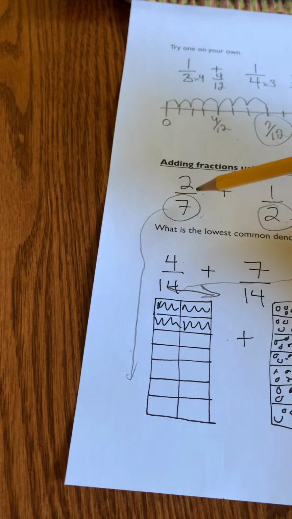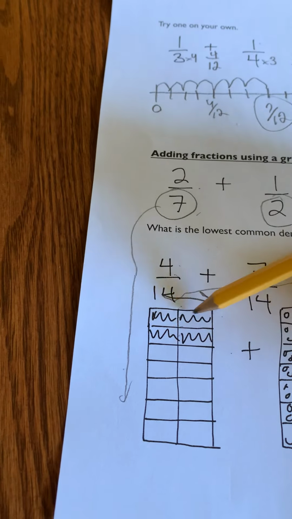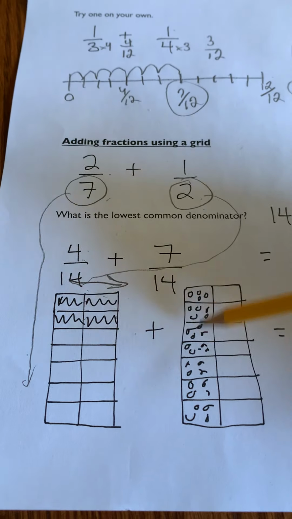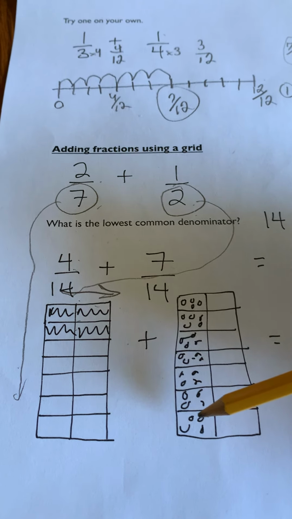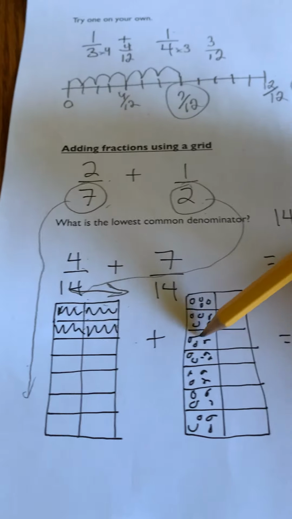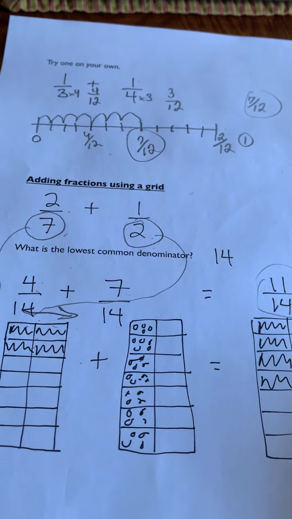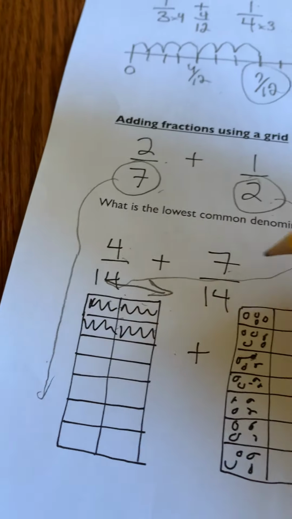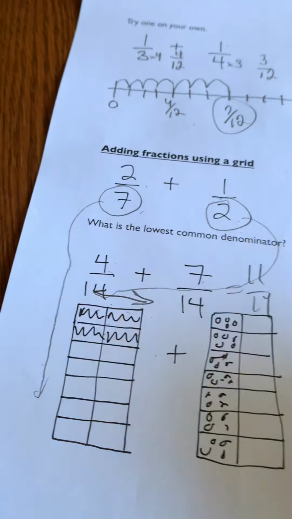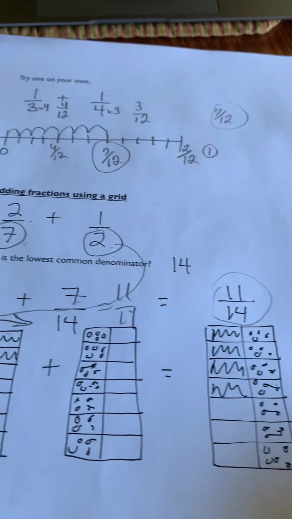So then all I had to do was go, okay, well, wait a minute. I had 4 pieces, so I colored in 4. Here I had 7, so I colored in my 7. Then when I add my 4 pieces to my 7 pieces, I end up with 11 out of 14. Of course, again, many of you would have gone 4 plus 7 equals 11 out of 14. I'm done. Yes, but right now we're trying to make sure you also understand what you're doing.